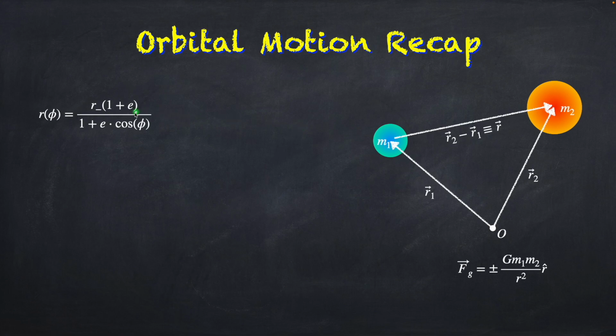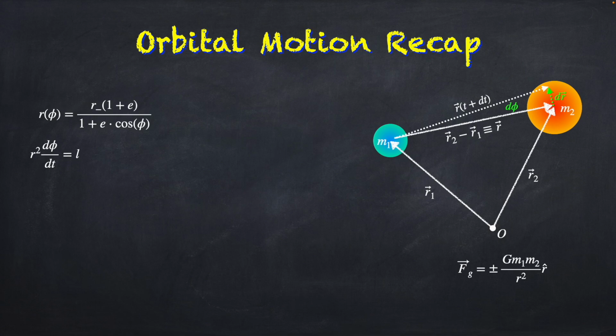And phi is the angular position of this vector r, and it's measured from the periapsis point. So you can imagine as these planets orbit one another, the position r will change after some time, and that change in angle is what we're calling phi. If you'd like to see in detail how we got this result, you can watch my video on Kepler's first law of planetary motion.